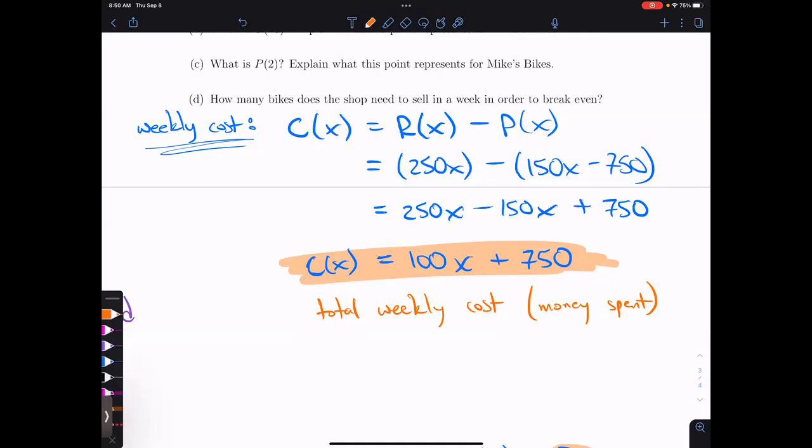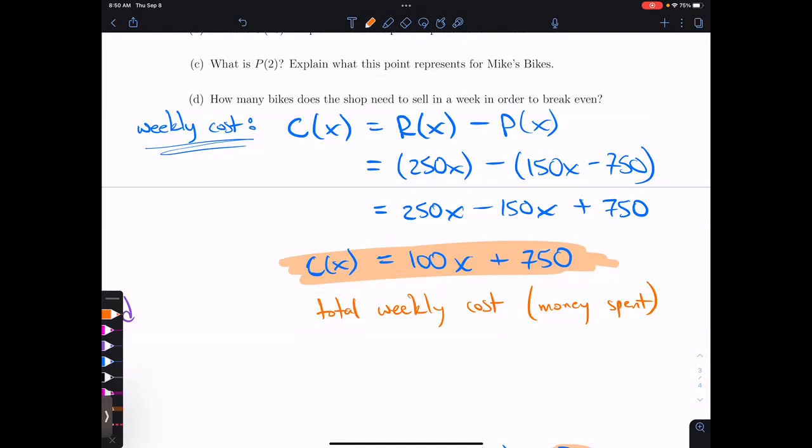Part C asks you for P of 2. Well, that's again plugging in, right? Plug 2 into the function P. And what that's going to tell you is, well, 2 is a number of bikes again, right? So it's going to tell you what your profit is if you only sold 2 bikes that week. If it's positive, you made money. If it's negative, you lost money, right? Because that's how profit works.